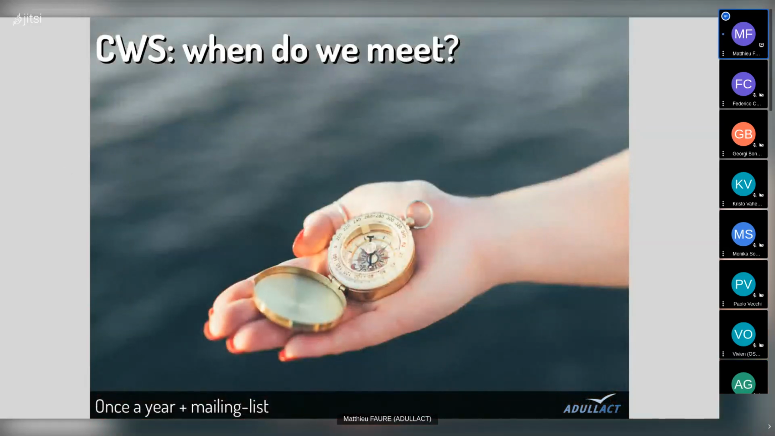Another question about the workshop. So when do we meet? This may sound like a stupid question, but it is not, it is important. We meet once a year with a general meeting. Before the pandemic, it was face-to-face, and now it is remote. We don't know how it will be in the next years, but we were surprised to identify that run remotely, this is kind of good.